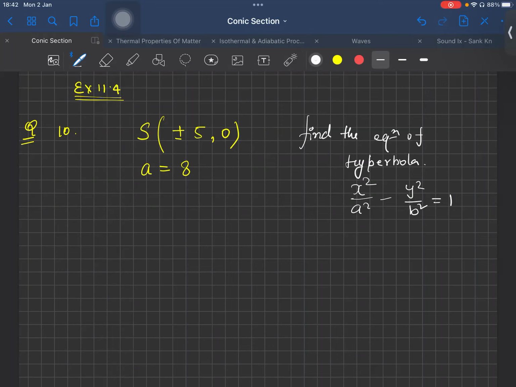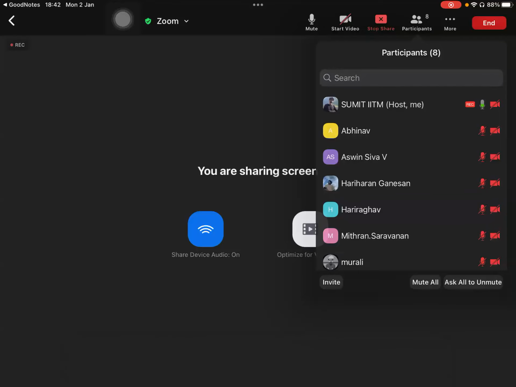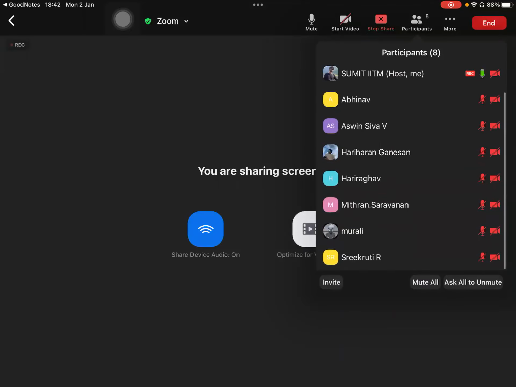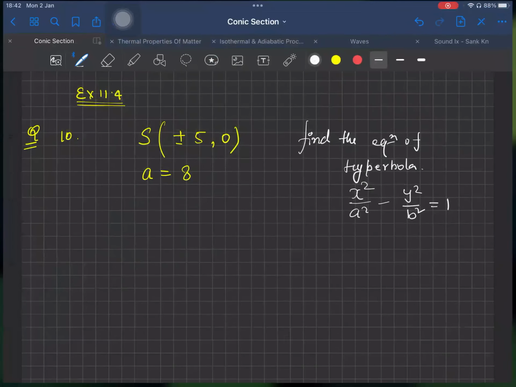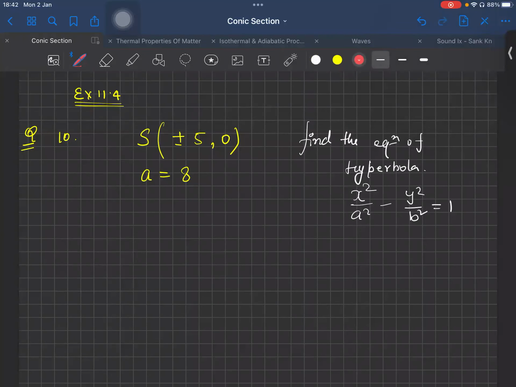Yeah, is anybody there online or have you guys left already? Yes sir. Tell me the values. Ashwin, Hari, Murli, Shrikriti. How will you find it? Tell me at least that. Murli, how will you find b? Murli? Yes sir, one second.